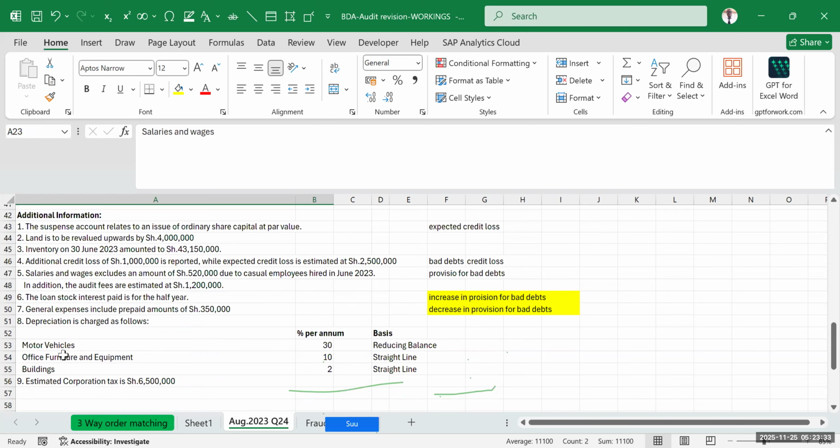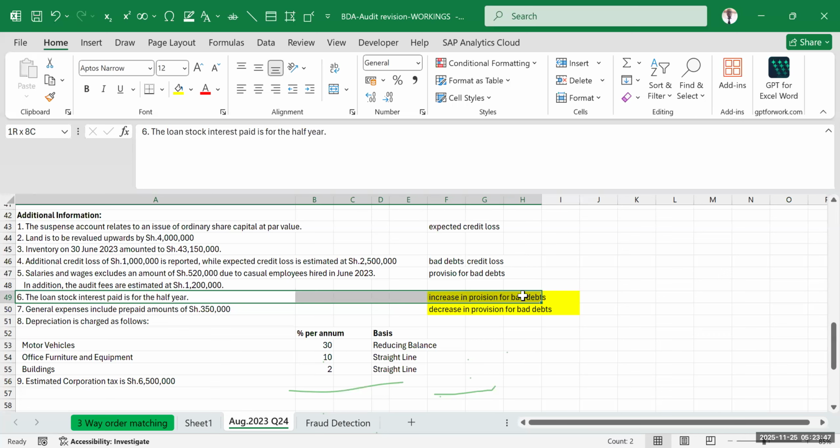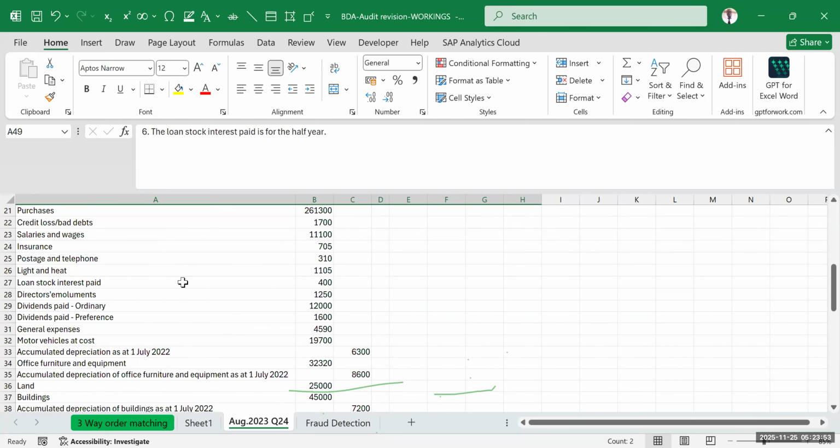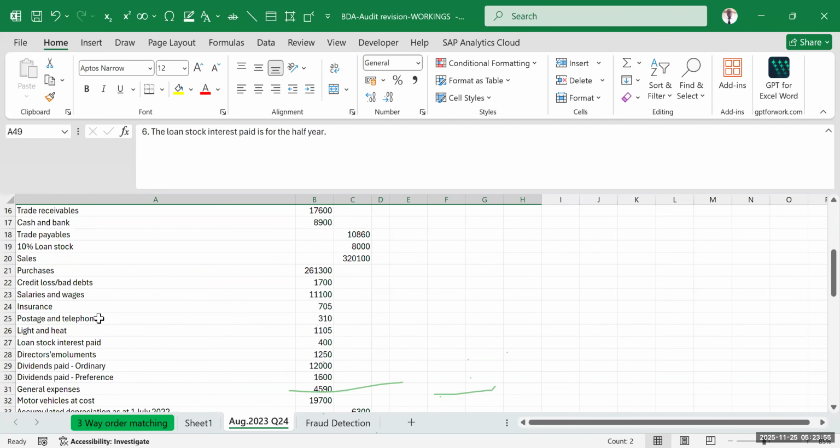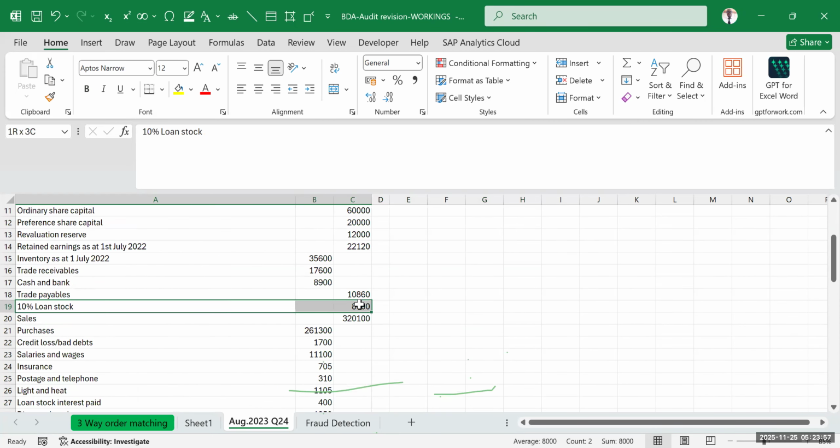Number 6, loan stock interest paid is for the half year. In the preparation of published accounts, I believe you can still relate and remember how you charge or compute interest or finance cost given the trial balance. So there is the loan stock. I saw it. I saw loan stock in our list here. You can see 10% loan stock.